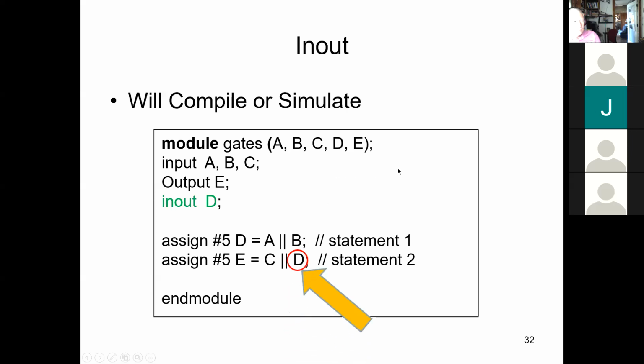Hello. Yeah. Would it throw an error if you were to leave it as an output D and then use it as an input D somewhere else? So that's a great question. And the answer is it might not, and it might. It certainly is compiler dependent or synthesizer dependent, and you just can't be confident for sure how that's going to work.